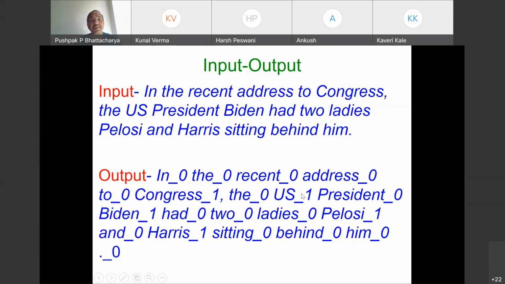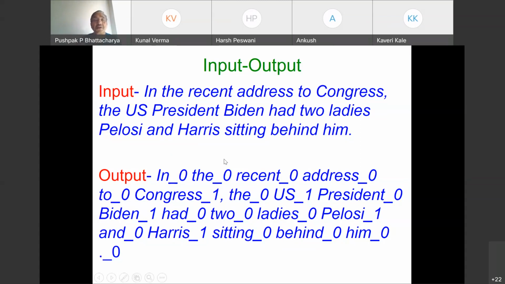The is 0, US is again 1, US is the name of a country, president is 0, Biden is 1 again. Okay. Now, this is the way the tagging is done. Of course, some of you who are doing the NER assignment might come back and say that the whole entity, US President Biden, should be looked upon as a named entity.